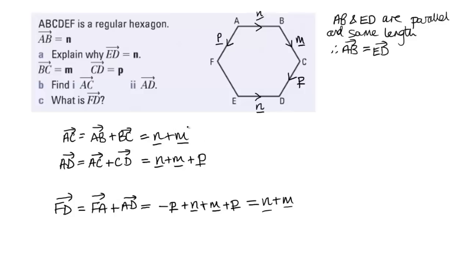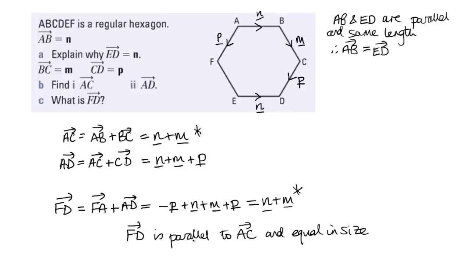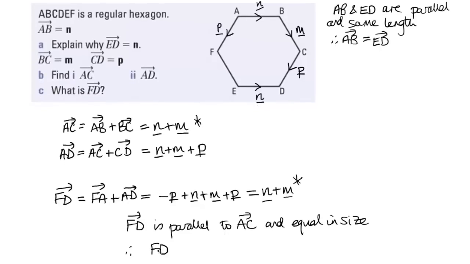So what is FD? Well, by comparing that and that, we can see that the vector FD is parallel to AC and equal in size. So in other words, vector FD equals vector AC. And you might recall that anyway from your geometry of regular polygons. But this has shown it in a vector algebra form.